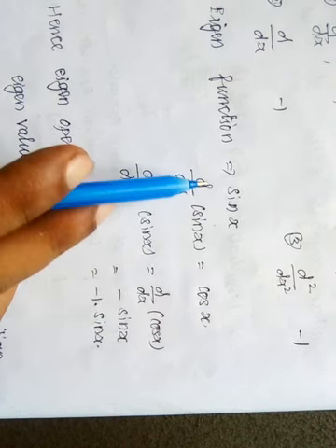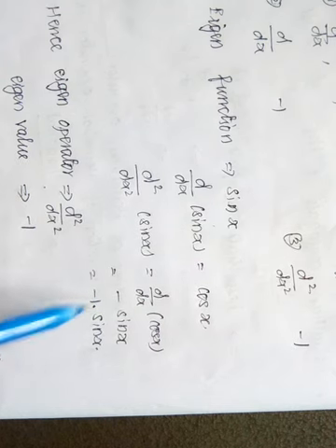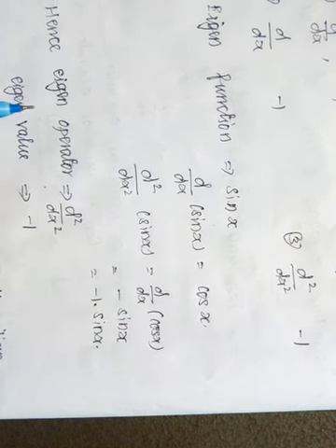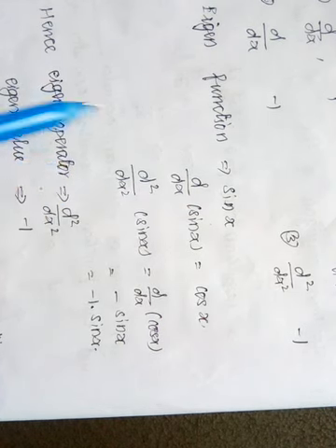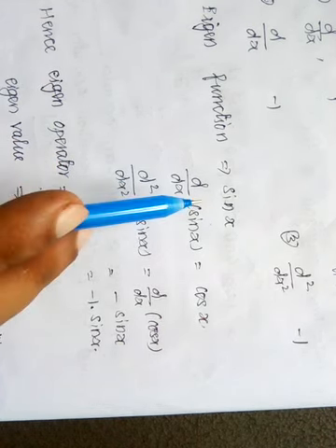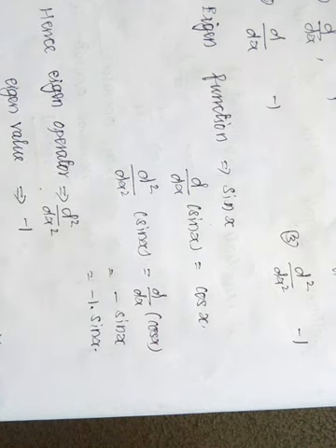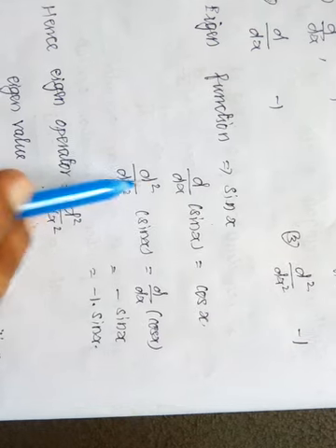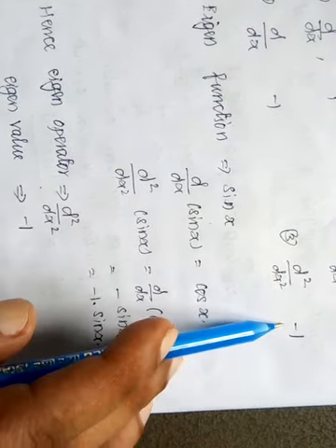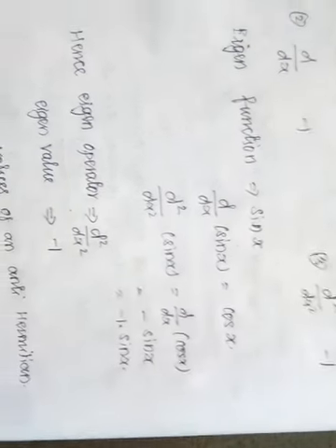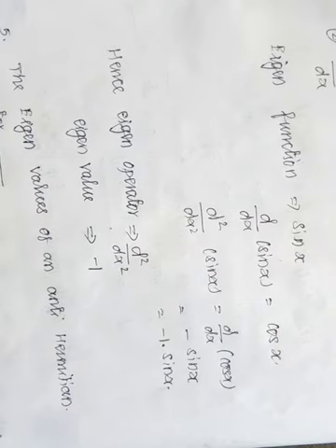So on differentiating 2 times, sin x gives minus sin x, but with the opposite sign. So d square by dx square is the eigen operator for the function sin x, and minus 1 will be the eigenvalue. So d square by dx square is the eigen operator and minus 1 is the eigenvalue. Hence the eigen operator is d square by dx square and the eigenvalue is minus 1.